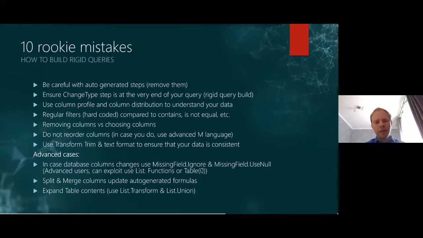And for even more advanced users, you can exploit these list functions, especially if you have a database that is changing column names, where a lot of columns are added or taken out. If you use List, there are a lot of functions there that can actually help. Or you can use a zero table where you add all the columns that you need, and you append that to your main table. So you can make sure that all the columns that you need are there in the beginning. But these are quite advanced cases, and not all the time would you need to use them.